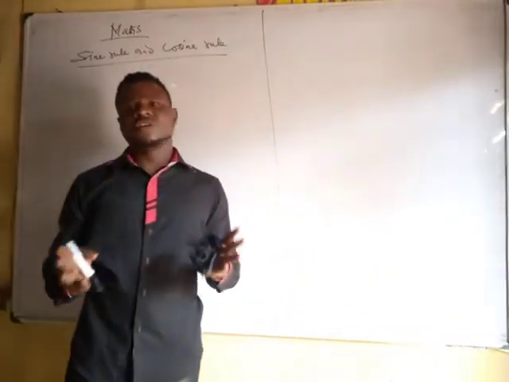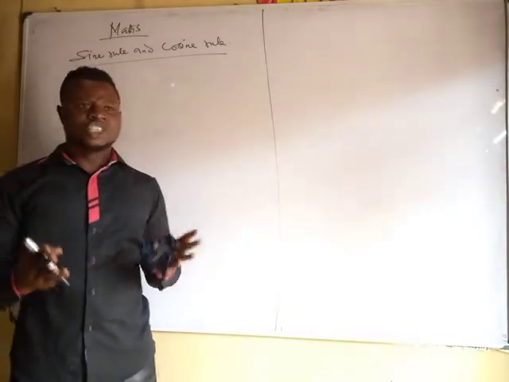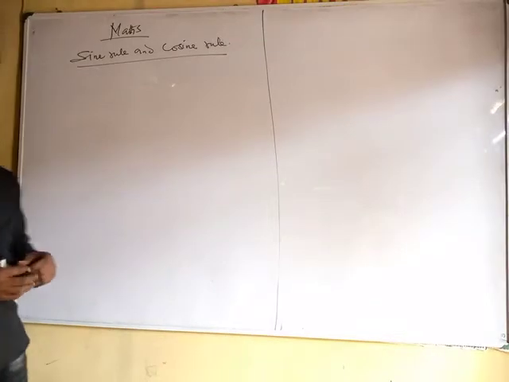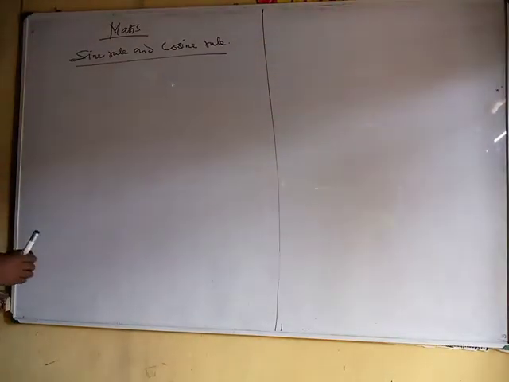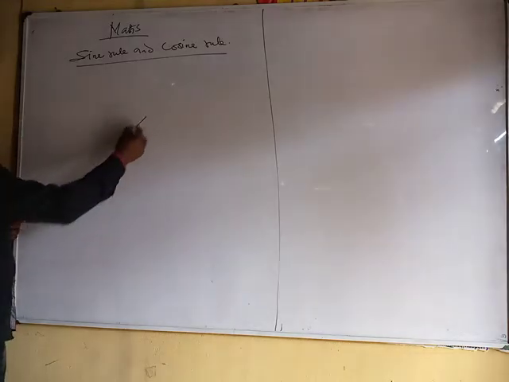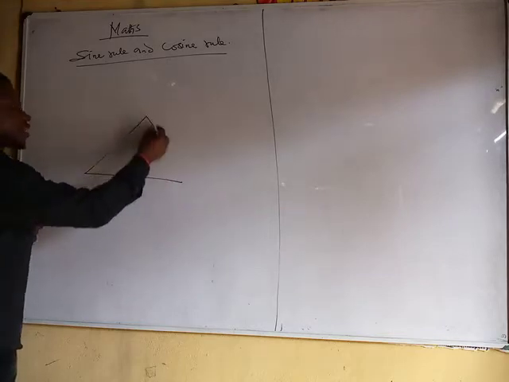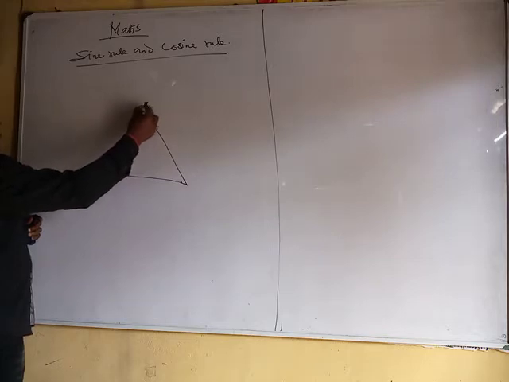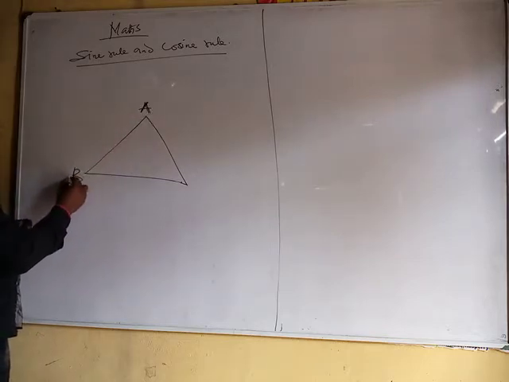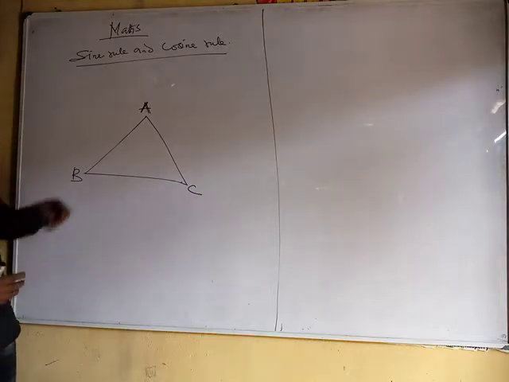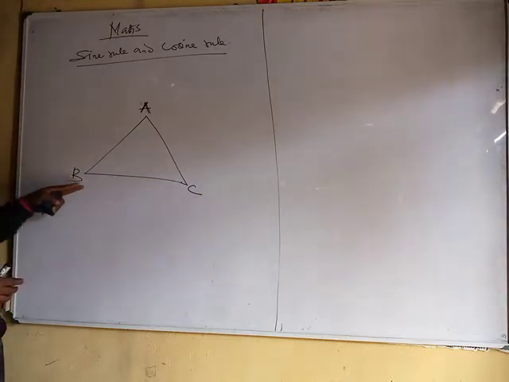Sometimes we have difficulties, or we cannot differentiate when we are going to be using these two rules. Now, let me first of all introduce it very well for you. We are going to have a triangle. In this triangle, I can call here A, and here B, here C. The name of the triangle is given as what? ABC.